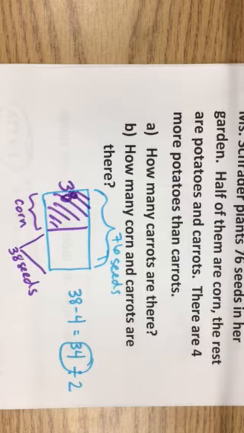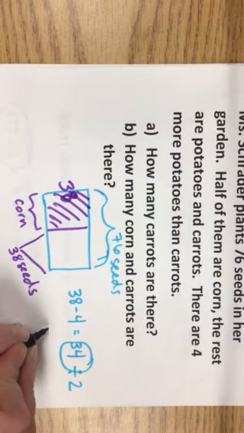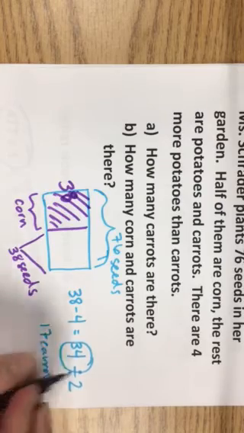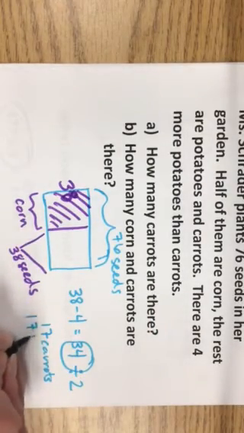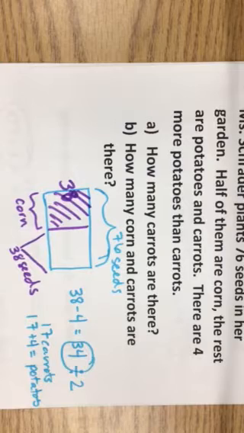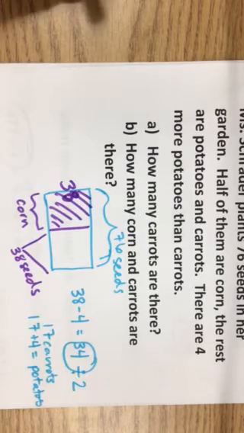Okay. So 34 divided by 2 gives me, why is that taking me so long right now? 17. So now I know that I've got 17 carrots. And because there were 4 more potatoes, I've got 17 plus 4, which are the potatoes. Does that make sense? And then to check our work, of course, we could add it all back together.